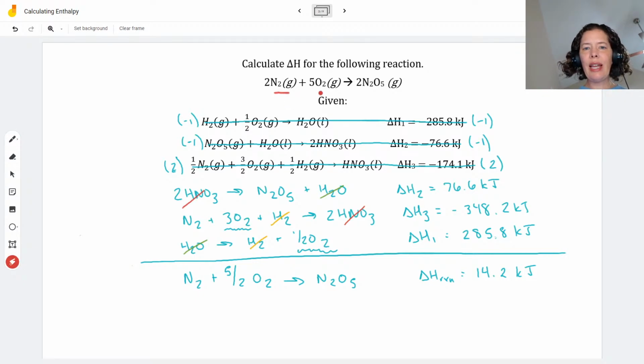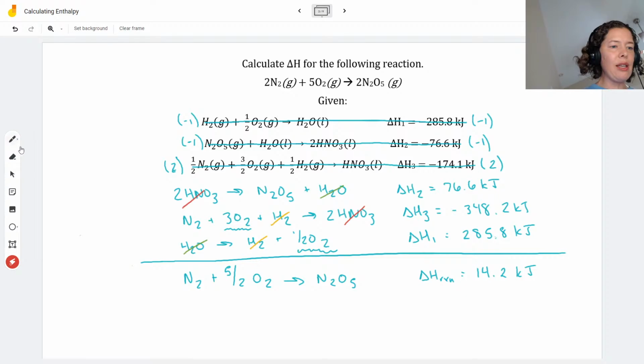So at this point, I'm going to reevaluate. And what I see is that I have the right reactants and the right products, but I don't have the right coefficients in front. But this is an easy fix, right? So this is where it's helpful to write your fractions as improper fractions instead of as mixed fractions. Because obviously if I take this reaction and multiply through by 2, then I am going to get my final reaction, which is what I want.